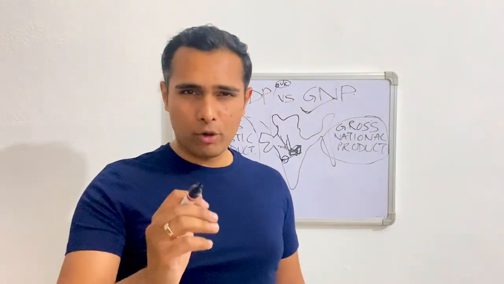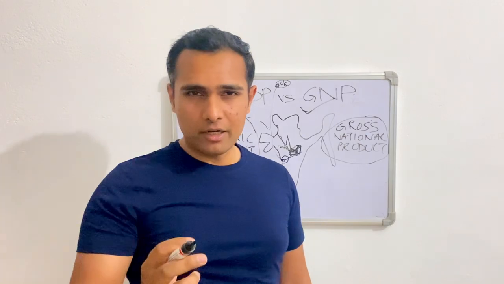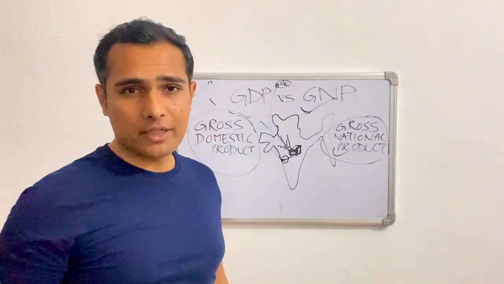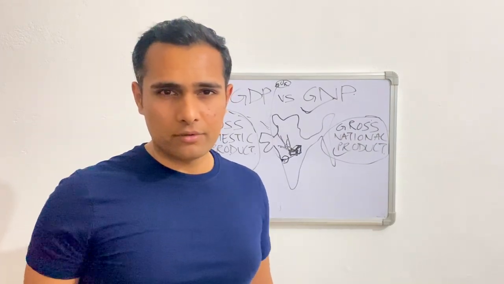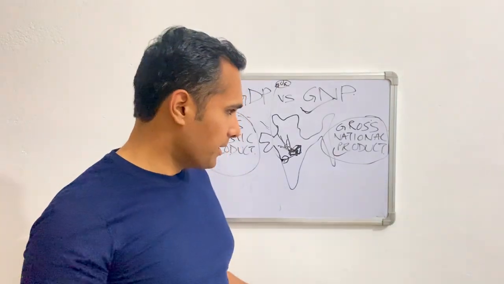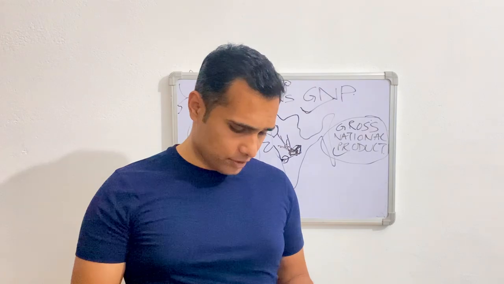Despite this service being offered in the UK, it is not happening inside the boundary of India. Still, it is going to get counted in the gross national product because it is a service being provided by an Indian national. So this is the difference between GDP and GNP. I hope with this example you must have understood this difference.